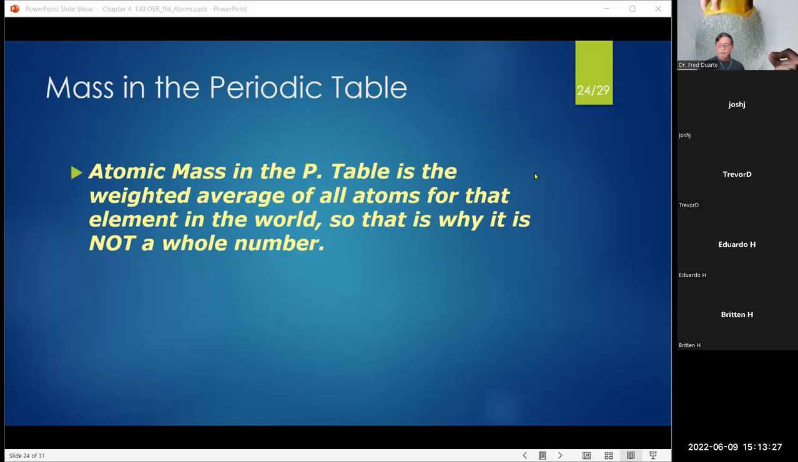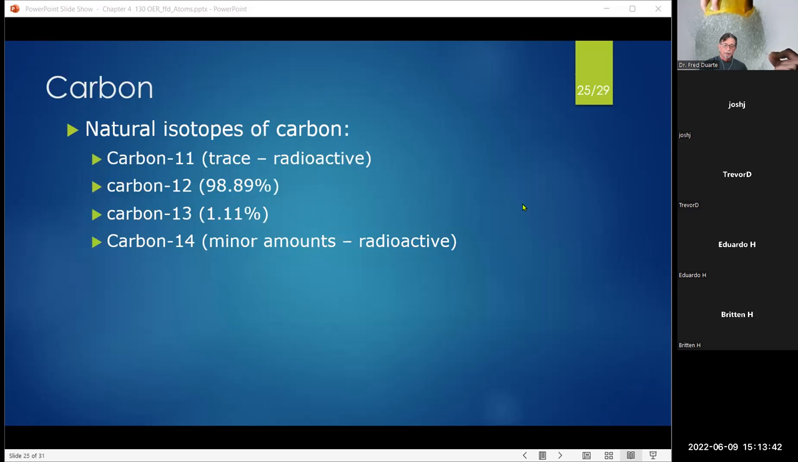And this here is an explanation, as I just stated, of how they figure out the atomic mass. It's a weighted average, okay? So for example, carbon 11, carbon 12, carbon 13, carbon 14. I was a little bit off. Carbon 12 is about 98.89% out in nature, and carbon 13 about 1.1% out in nature. And there's minor amounts of carbon 11 and carbon 14, okay?